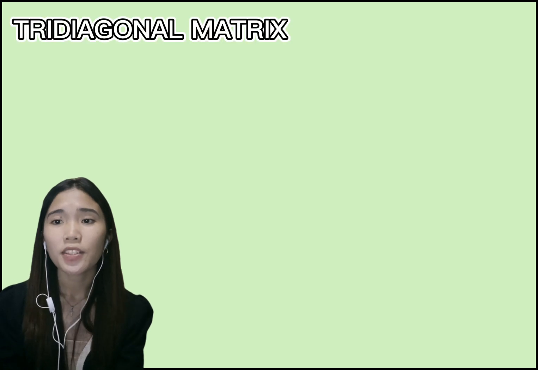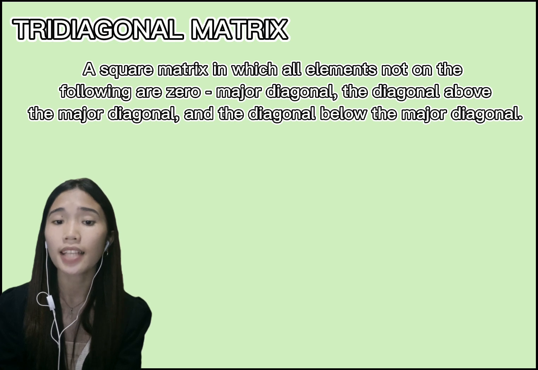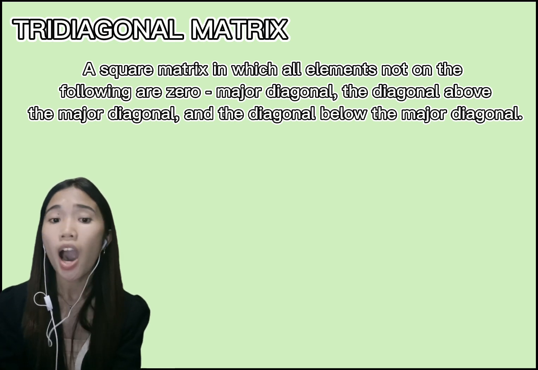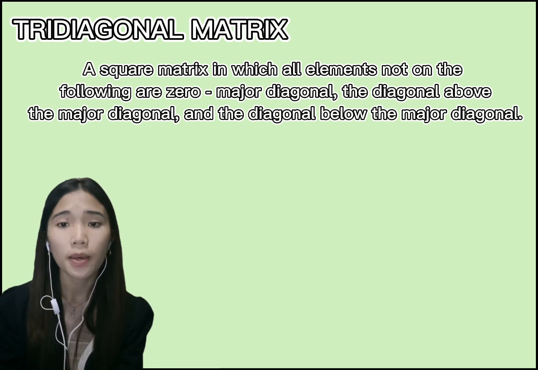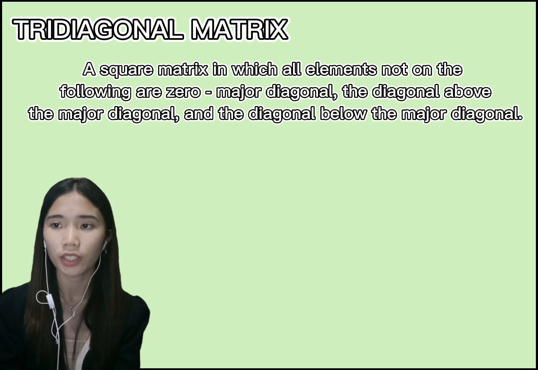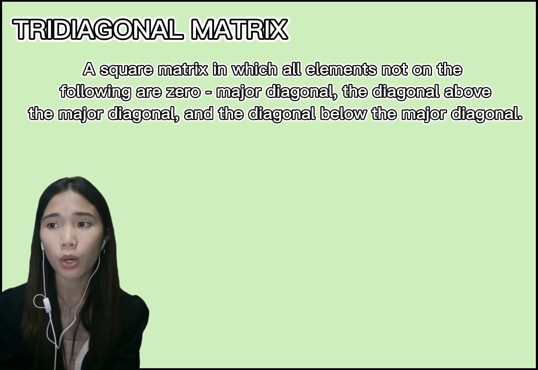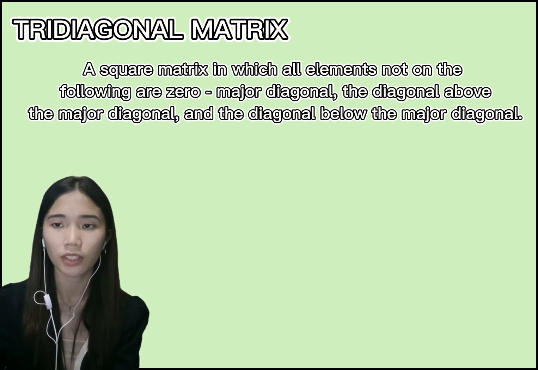Next type is tridiagonal matrices. A tridiagonal matrix is a square matrix in which all elements not on the following are 0: the major diagonal, the diagonal above the major diagonal, and the diagonal below the major diagonal. So this is the example of tridiagonal matrix.